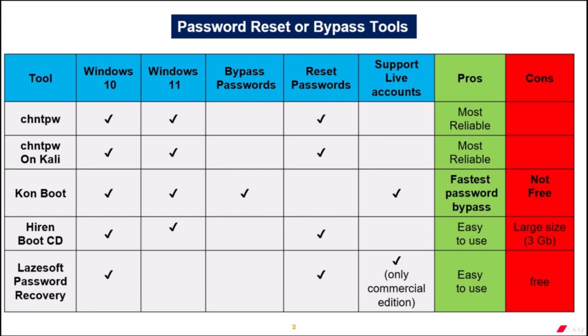So if you are targeting live accounts, you can use only Conboot and Lazesoft password recovery in commercial editions, and both are paid tools. However, you can activate the local administrator account with CHNTPW and Iron Boot CD. So my personal favorite for bypassing passwords is Conboot. However, I mostly use CHNTPW on Kali because it comes pre-built with Kali and I can use it from a Kali Live USB.